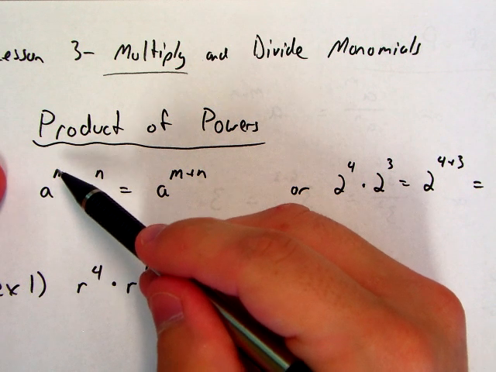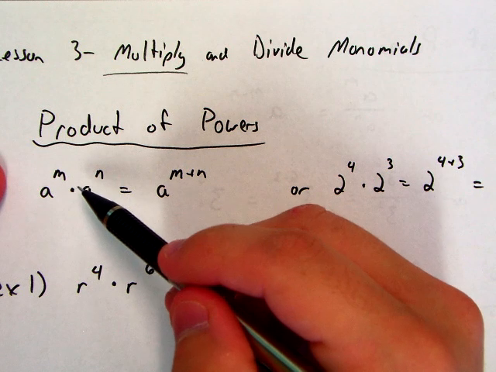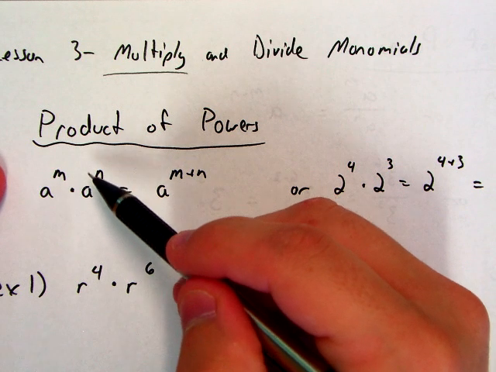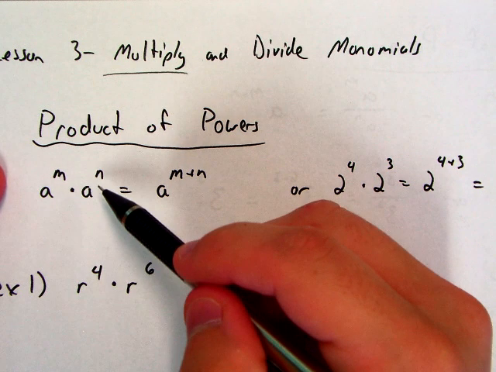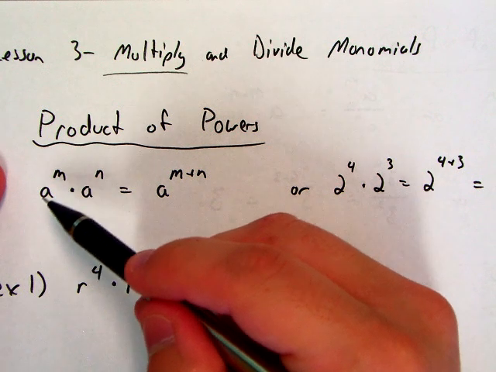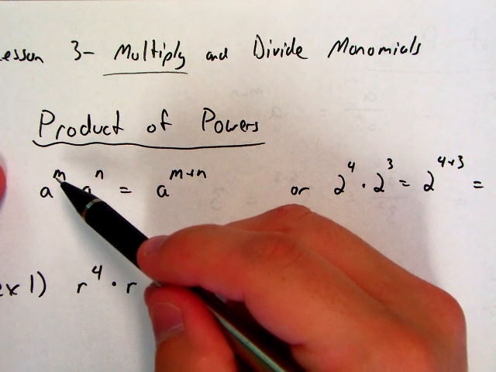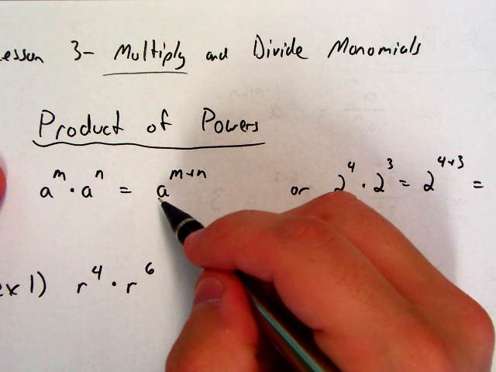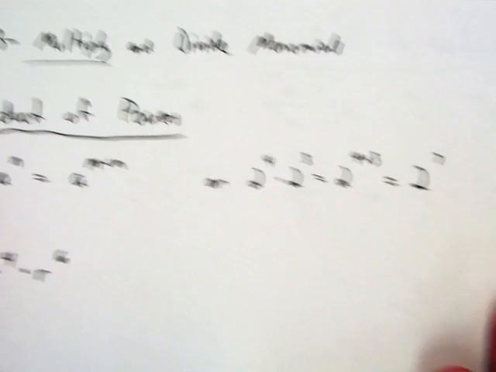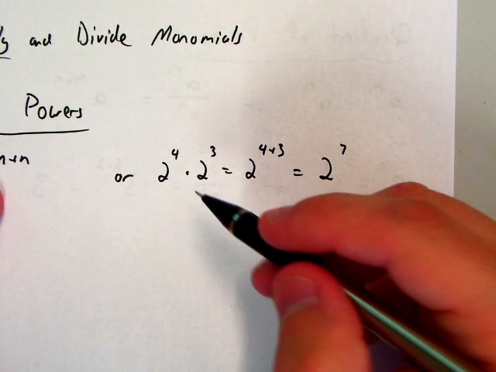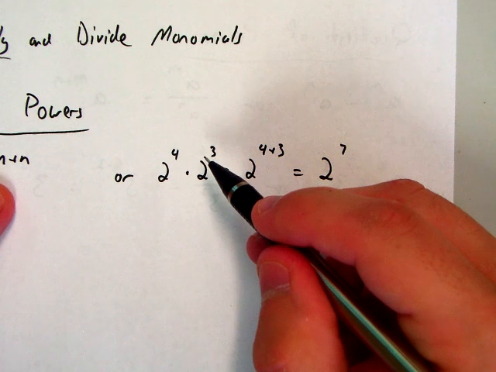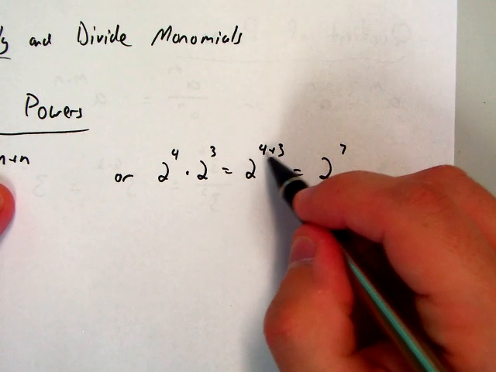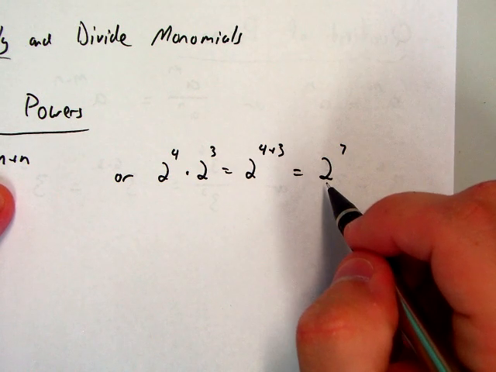A, which is the base, raised to m, which is the exponent, times the same base a raised to a different exponent. If we multiply two bases together, they have the same base, different exponents, we can add the exponents and keep the base. A more concrete example is 2 to the 4th times 2 to the 3rd. We would add the two exponents, so 4 plus 3 is 7, and keep the base.